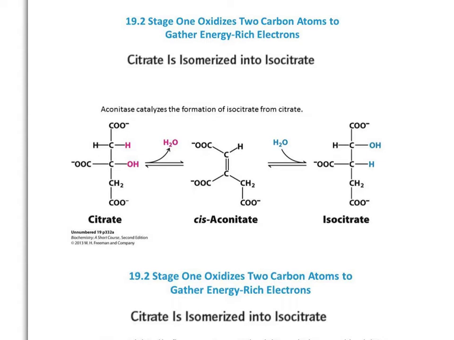So one thing before I go any further, I want to make sure you understand that the Krebs cycle happens in the mitochondria. So glycolysis happens in the cytosol, and then the pyruvate gets into the mitochondria and gets converted to acetyl-CoA in the mitochondria, and then the Krebs cycle happens in the mitochondria. So all this is happening in the mitochondria.